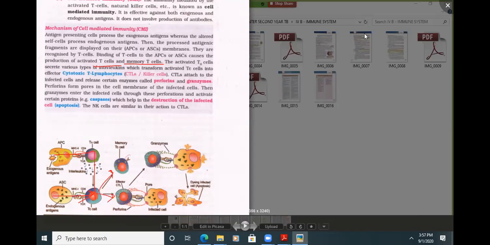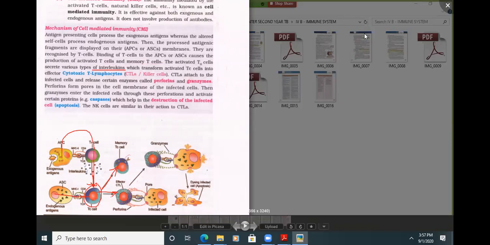The activated T helper cell secretes various kinds of interleukin. Interleukin is a communication language. So the activated T helper cell activates T cells to release the T memory cell and T effector cell. In this case, it directly happens: ASC directly presents to the T cytotoxic cell, but APC goes to the helper cell. It will come like this.